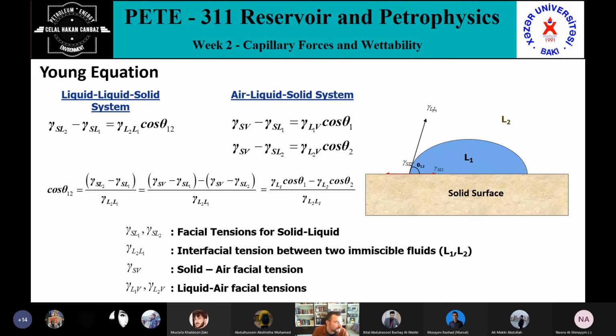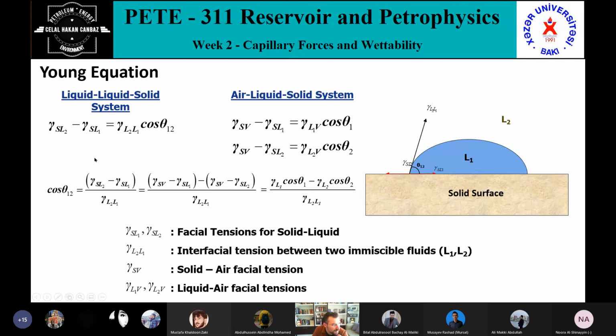So let's shape it a little bit. How will we shape it? For a liquid solid system, we said that this is the formula. I showed it already, right? For an air liquid solid system, this time I put a term called SV, solid air interfacial tension. So L1V and L2V are liquid air interfacial tensions. And I already mentioned the liquid solid system.